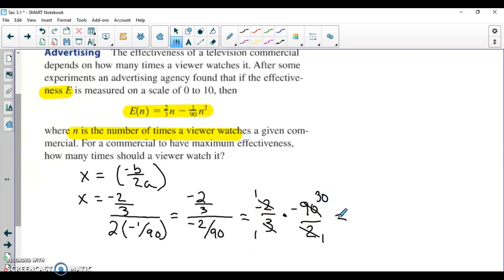So when I multiply straight across, negative 1 times negative 30 gives me a positive 30. 1 over 1 is just 1. That means I get 30 times.